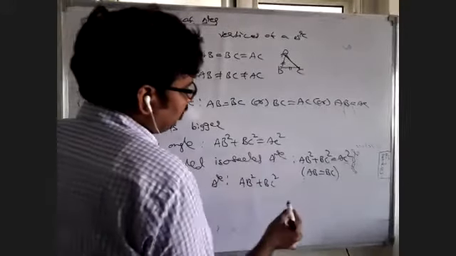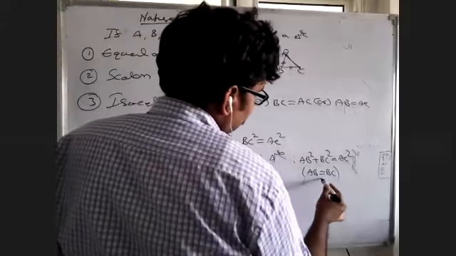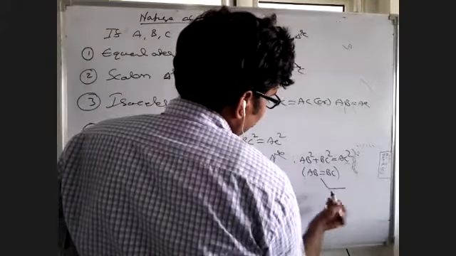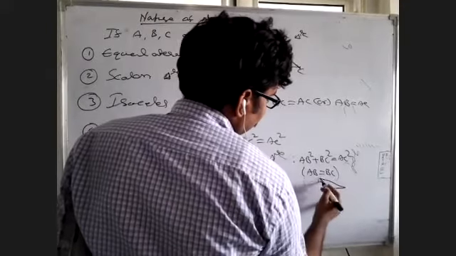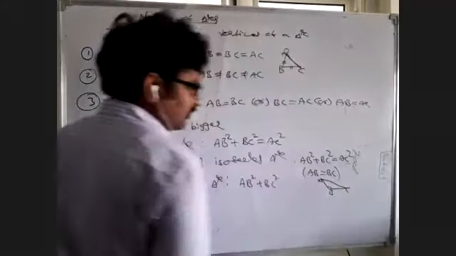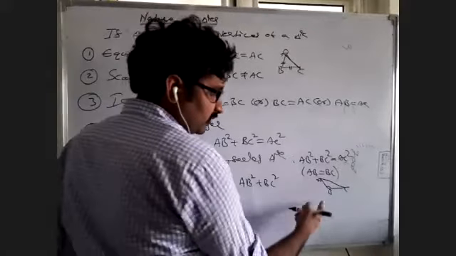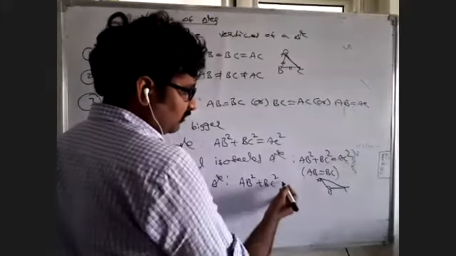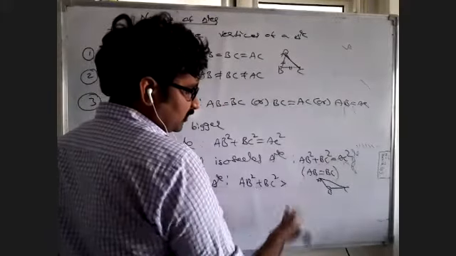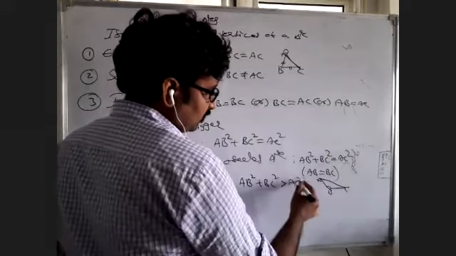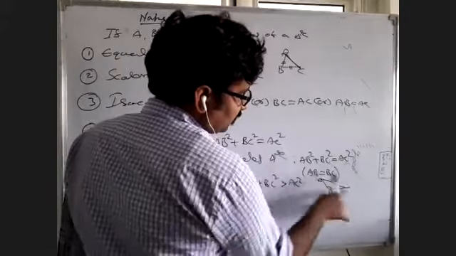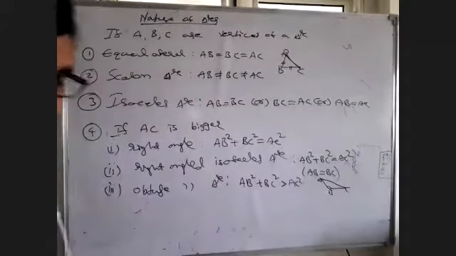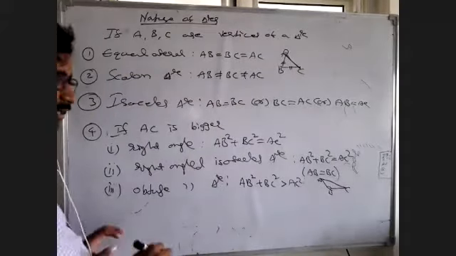The diagram will be like this. You will get this angle greater than 90. This is A, this is B, this is C. Then AB square plus BC square is always less than AC square. The sum of squares of these two is less compared to the hypotenuse square.